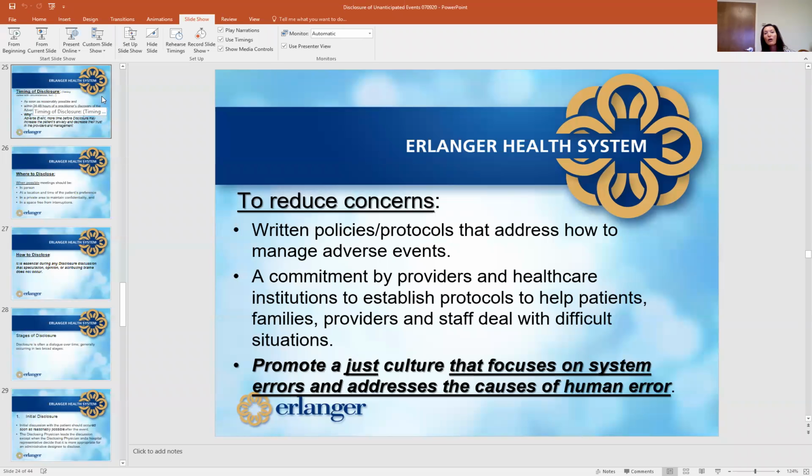But at the heart of reducing the likelihood of it happening again, we need people willing to step out, put things into e-safe, raise their hands when they see something went wrong or could go wrong. And to do that, you've got to create a just culture that focuses on system errors and addresses the cause of human error instead of placing blame on people. Next slide.